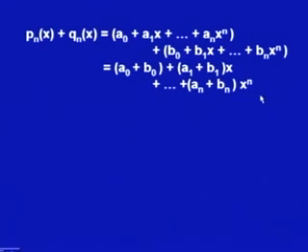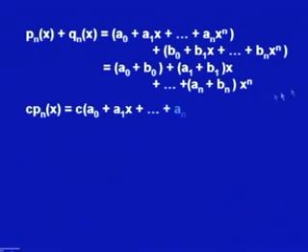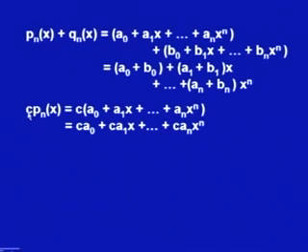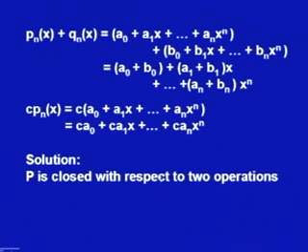Now, this is called polynomial addition, while the scalar multiplication by a scalar c is defined as c p_n(x) equal to c times the polynomial, and if you simplify it, it is c a_0 + c a_1 x + ... + c a_n x^n. Now, with these two operations, we say that this set forms a vector space.